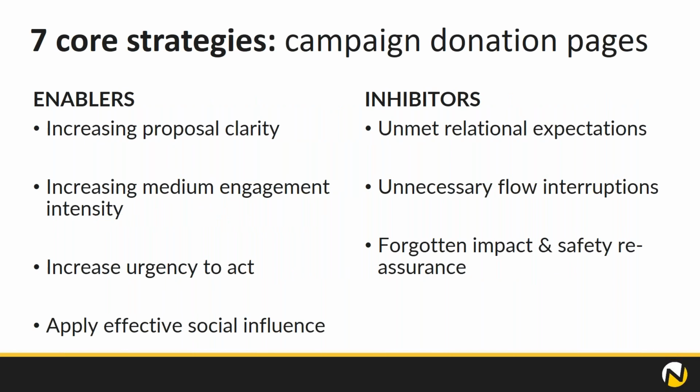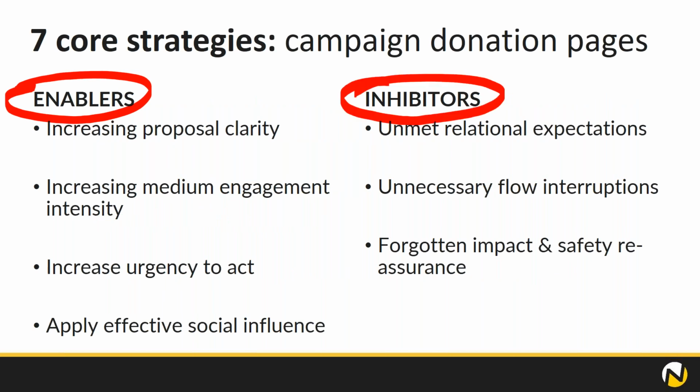And you can see that they're divided up into two sections, enablers and inhibitors. Now, what do I mean by enablers? Well, remember, we're trying to enable the intention of generosity and we're trying to prevent the inhibition of that, right? So we're looking at strategies that increase that intention and those that have a negative effect and increase the opposite side, right?